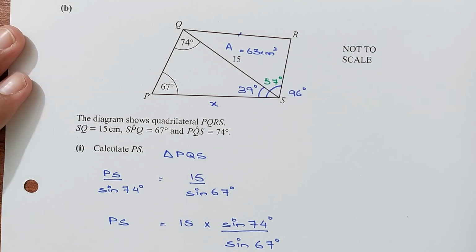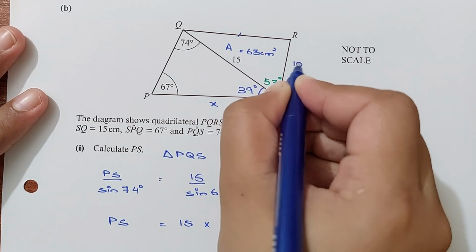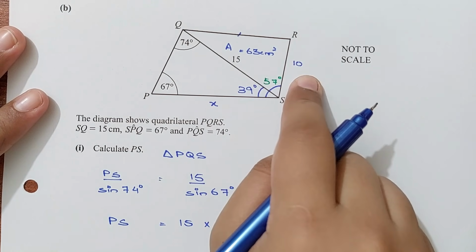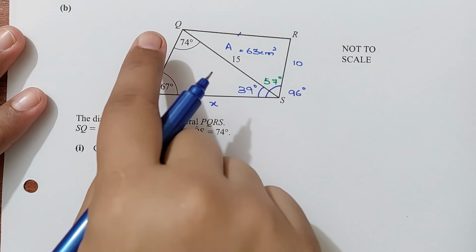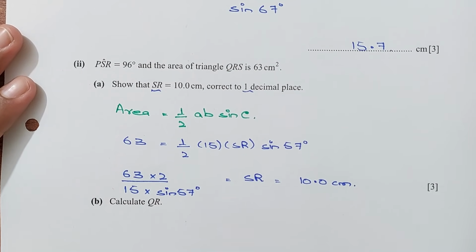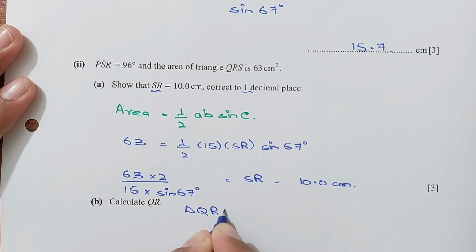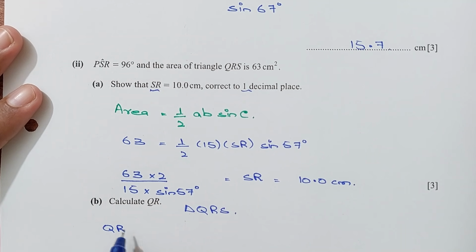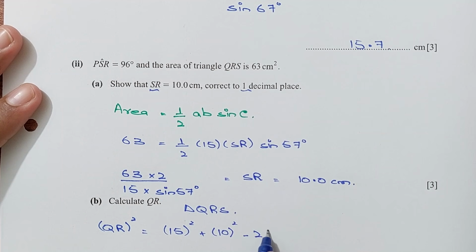All right. So this is 10 and we have the angle as well. So here we have to apply the law of cosine because we have the angle and the two sides, right? Considering the triangle QRS, we have two sides and one angle between them. So we can say QR square equals 15 square plus 10 square minus 2 times 15 times 10 times cos of the angle between them, which is 57 degrees.